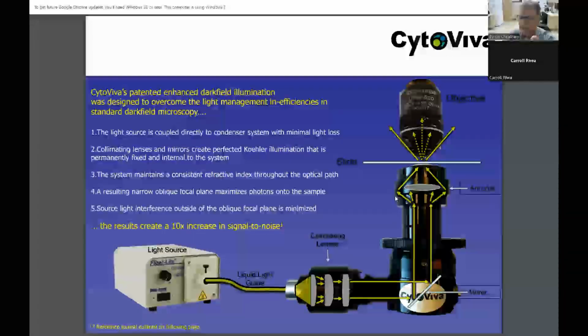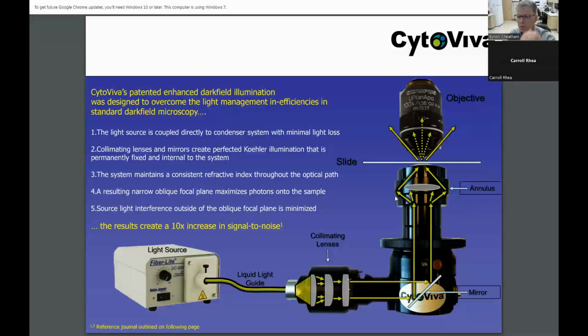And that's one of the key elements that allows us to improve signal to noise. Because if I don't have stray photons floating through the system here, I don't have stray photons in my image. I get a very narrow oblique angle illumination. Dark field is oblique angle illumination, 65 to 75 degree angle illumination, so that it comes at this shallow angle and the light interacts with the sample.